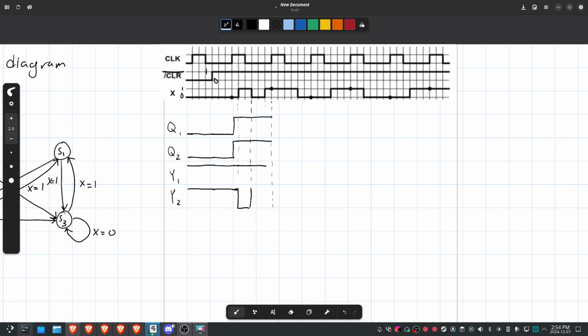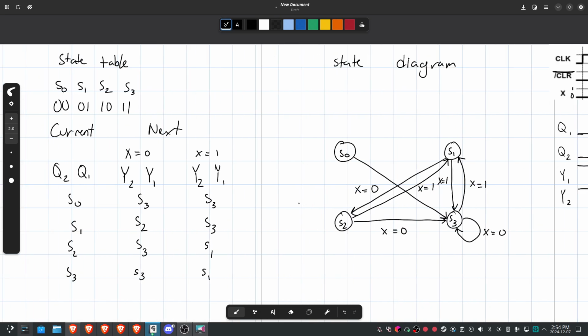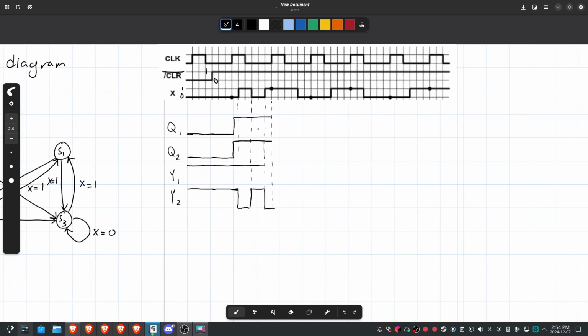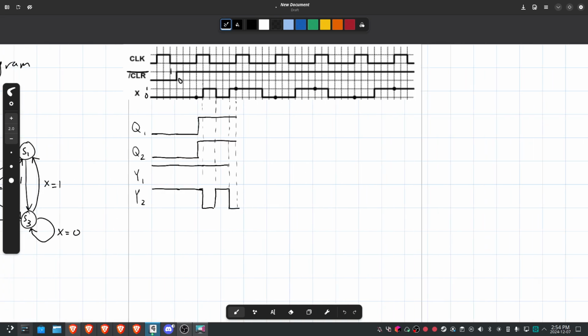Once again, X switches to 1. So it goes high. And then X switches to 1. Y2 is going to come back down according to our state table. Once again, you just look at the state table. X is 1, so it's going to be 0. And Y1 is going to remain at 1.